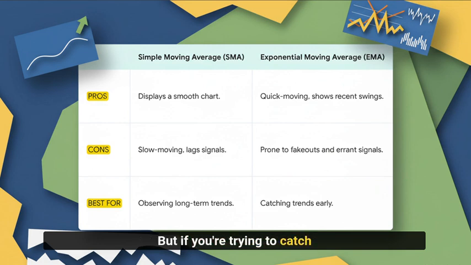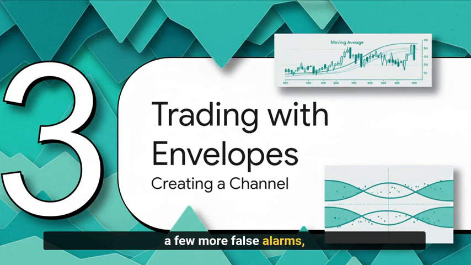But if you're trying to catch trends as early as possible and you're willing to deal with a few more false alarms, then the EMA is probably your go-to. All right, so we've got our trend line. What can we do with it? Well, we can actually build right on top of it.